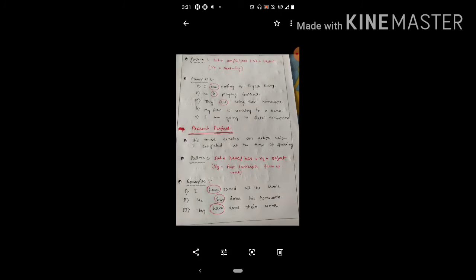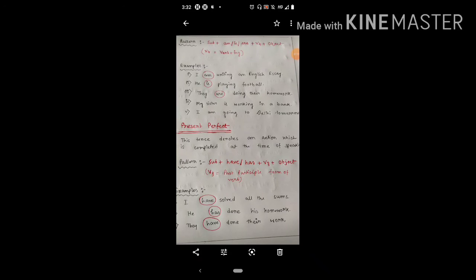The pattern of present continuous tense is subject plus am, is, are plus V4 plus object. Now what is V4? V4 is when we use the ing form with the verb, then it becomes V4. So the pattern is subject plus am, is, are plus V4 plus object. Now look at the examples.